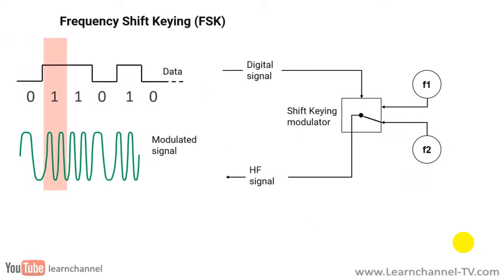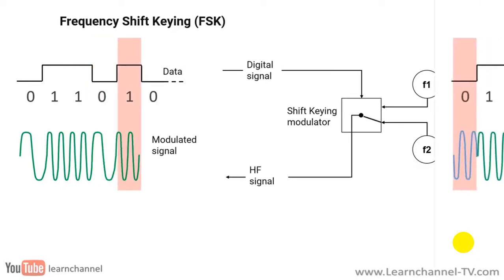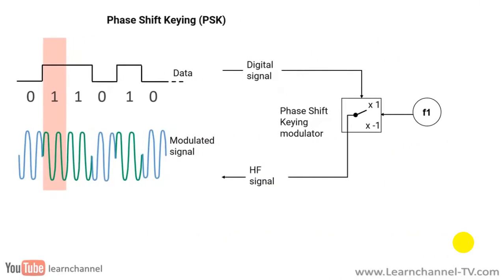One option would be frequency shift keying. To transmit binary information, two discrete frequencies are used. As you see, the space frequency represents logic 0 and the mark frequency logic 1. In phase shift keying, the phase position is switched between 0 degrees and 180 degrees, as we see here.